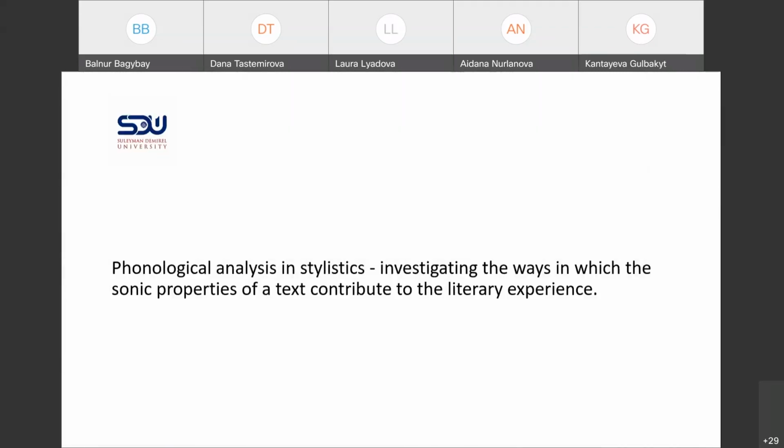Right, and we have a term, phonological analysis. Phonological analysis in stylistics is something different than the traditional phonological analysis we know. Remember in our Kazakh classes, we used to look at the qatang, yang, and so on.